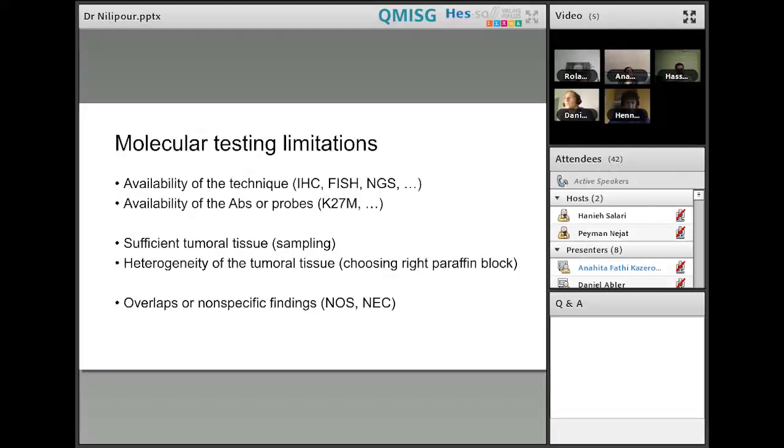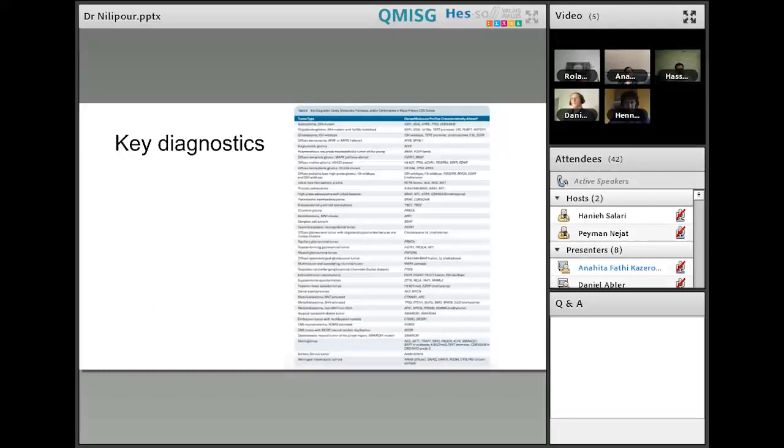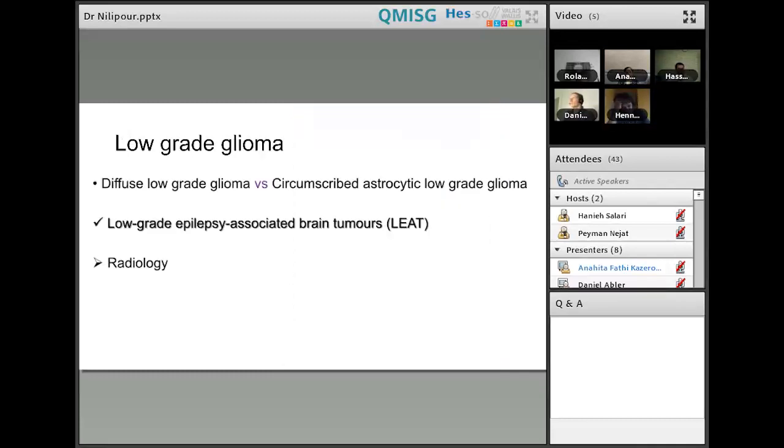And the other molecular techniques that we have, they have some limitations. For example, some labs don't have the technique at all. Some labs, like us, more or less have the techniques, but some rare antibodies are not available in all the labs, or sampling of the tissue or choosing the right paraffin block of the tissue. These are all the limitations of molecular testing these days.